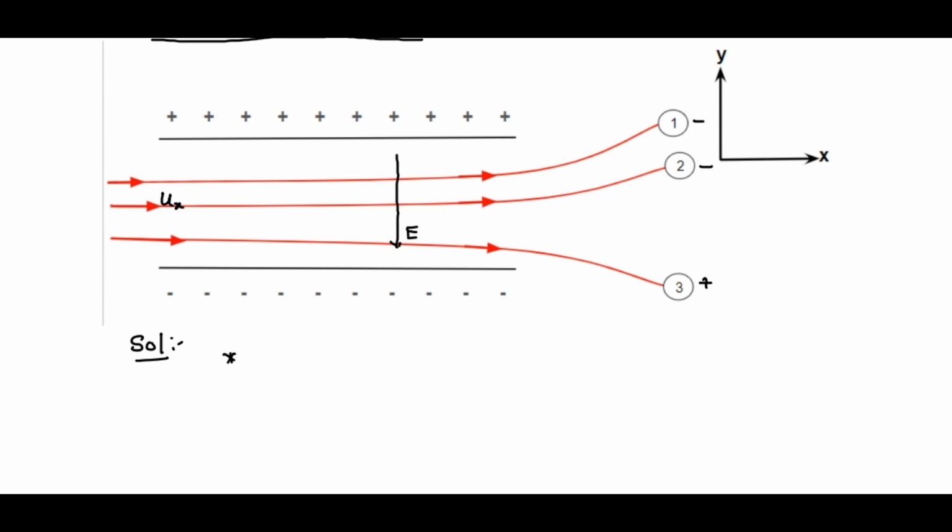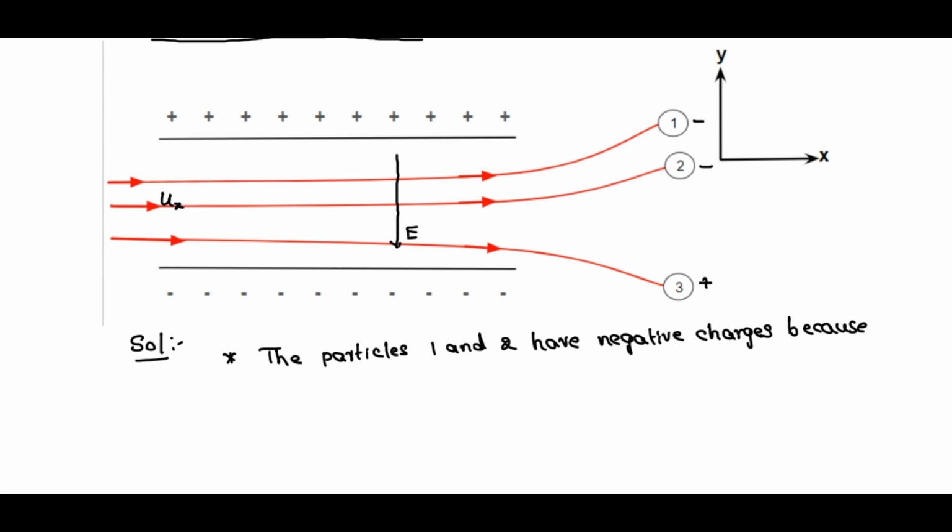For the first subpart, we will write the particles 1 and 2 have negative charges because they are being deflected towards the positive plate.